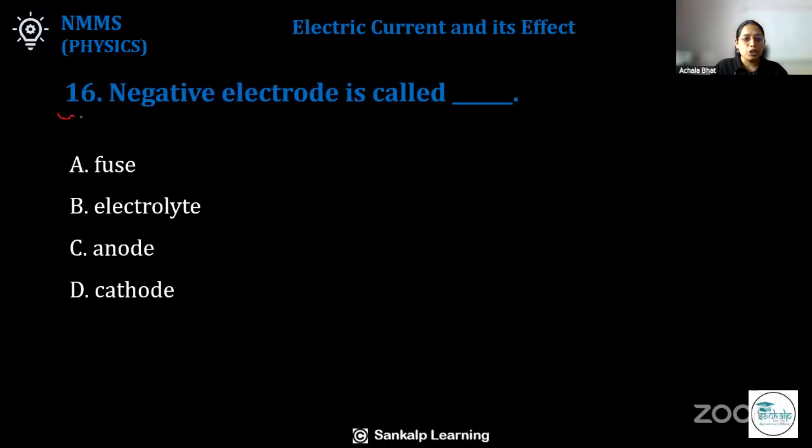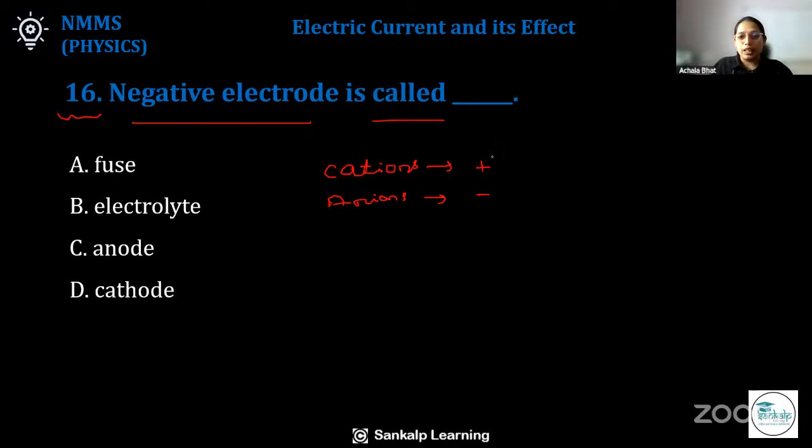Let us see question number 16 of NMMS Physics chapter Electric Current and its Effect. Negative electrode is called, again we know that cations are ions having positive charge, anions are ions having negative charge.